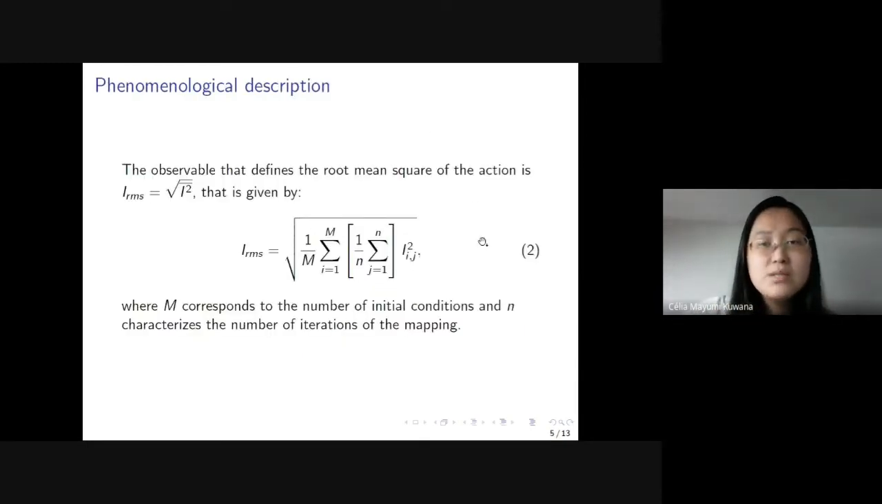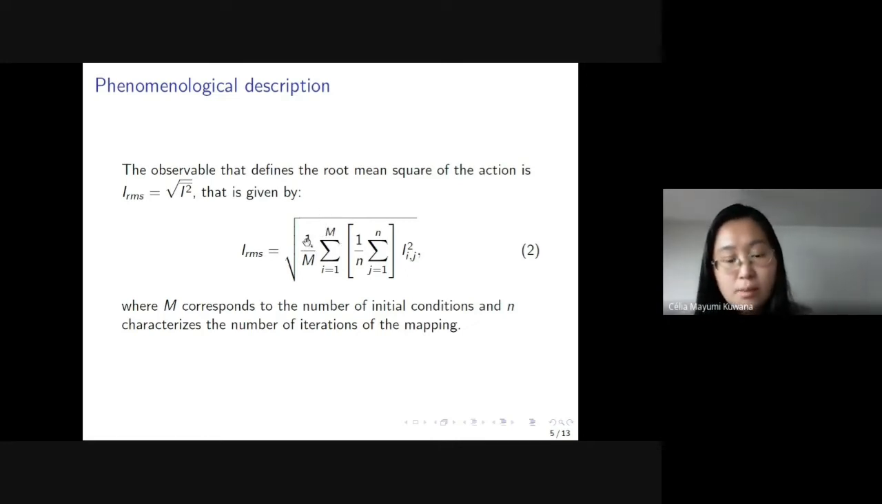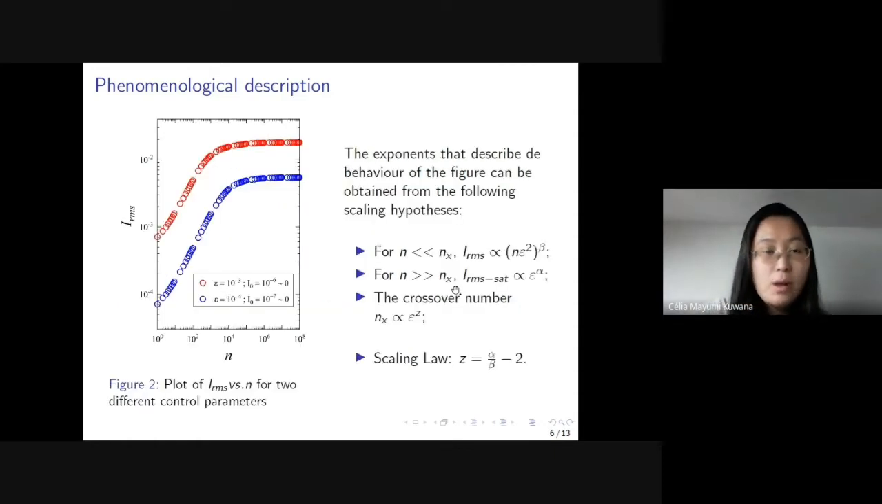The observable that defines the root mean squared action is given by this expression. The first average is over the ensemble of initial conditions, and the second one is over the orbits. When we plot this expression, we have this behavior, and from this we can propose this scaling hypothesis. And these critical exponents can be related by this scaling law.